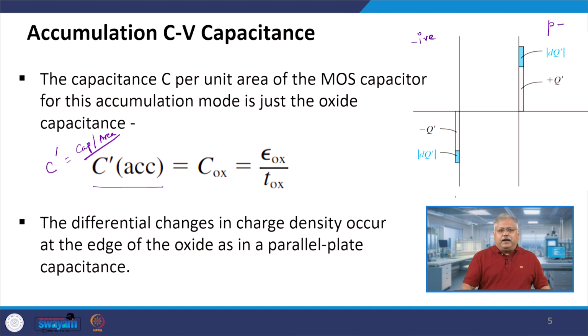When you apply a negative bias, what happens is you will have negative charges accumulated on the metal side. So, that is what I was showing here. You see that minus Q prime, which is charge per unit area.